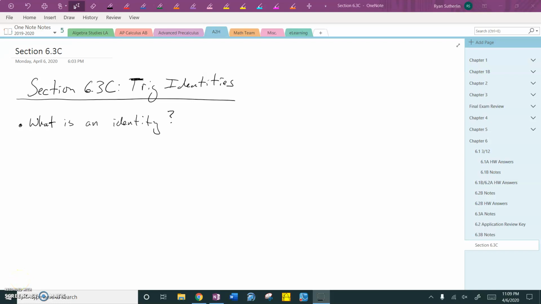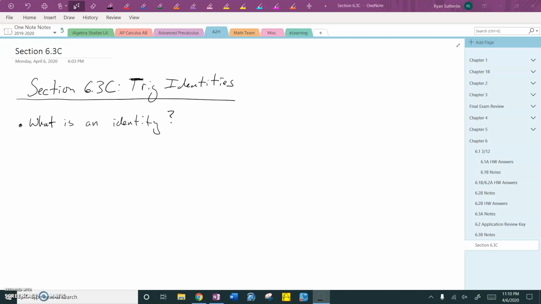Hello everyone. Today we are going to wrap up section 6.3, which started with finding the trig functions at any angle. The second day we developed the unit circle, and today we're going to talk about the trig identities. Now this is meant to be an introduction.